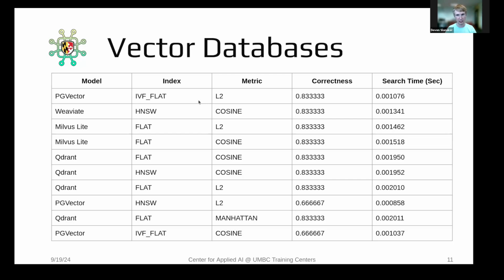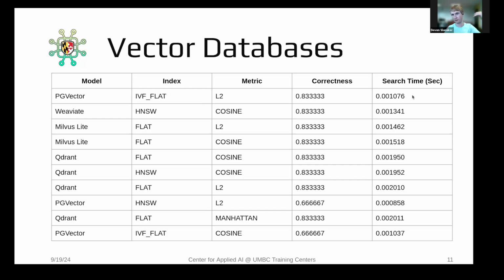So at the top of the list, IVF flat with PG Vector with an L2 metric, which is just Euclidean distance, you can think of that similar to the Pythagorean theorem, is the best in this top 10 list, as it has the most correctness and relatively the least search time. So again, trying to find that balance between being really correct and having a decently low search time.